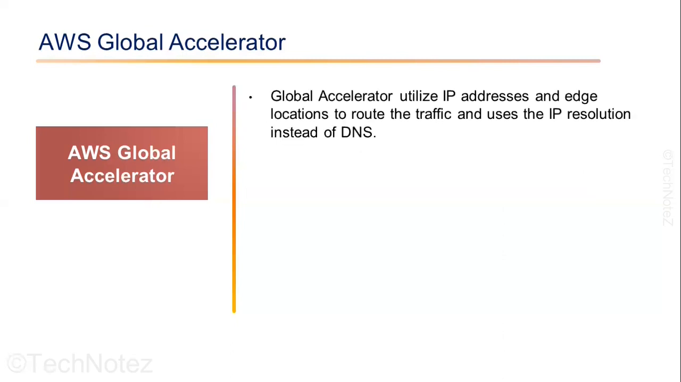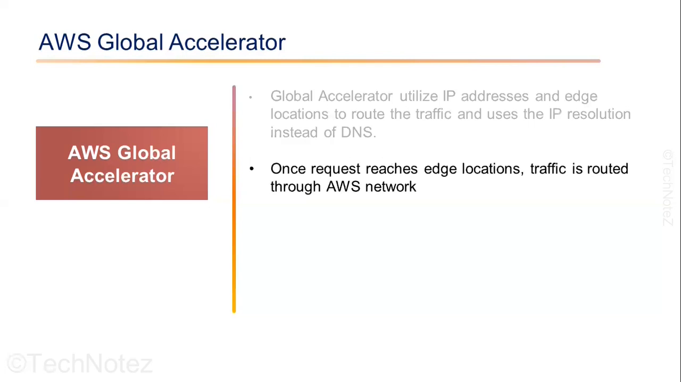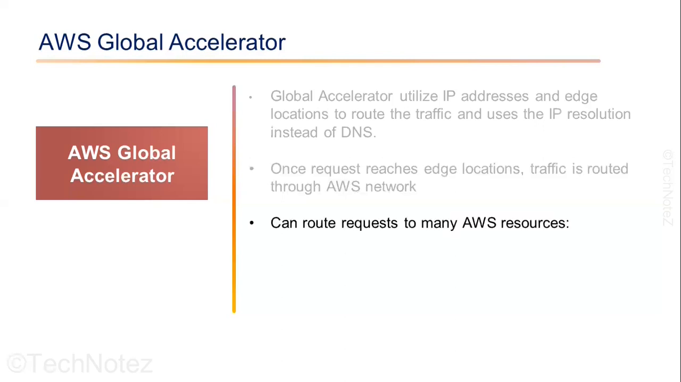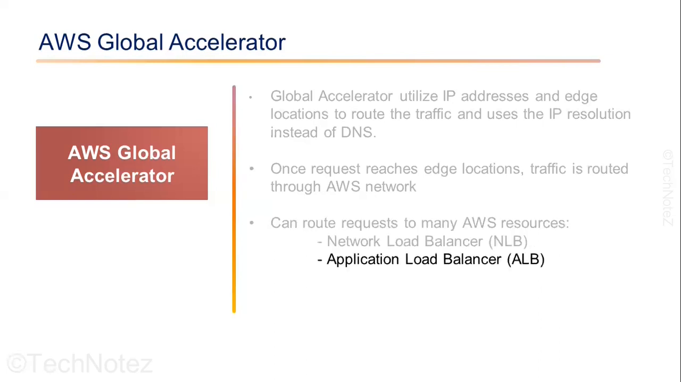Global Accelerator utilizes the IP address and edge locations to route the traffic and uses the IP resolution instead of the DNS. So once the user reaches the edge location, no matter where you are resolving it to, it's going to route the traffic through AWS network and not the public internet. It can route the request to many different AWS resources, and that includes things like network load balancer, application load balancer, EC2 instances, or elastic IP addresses.